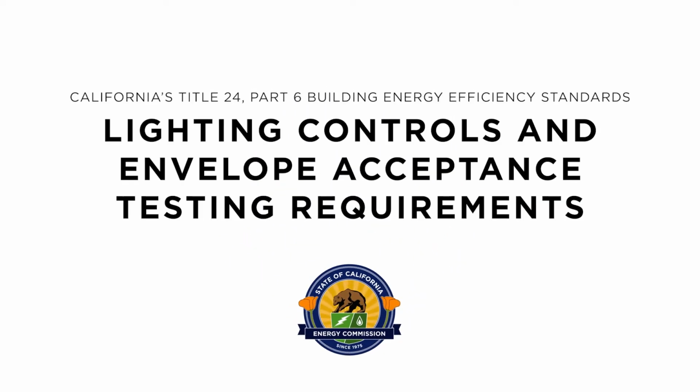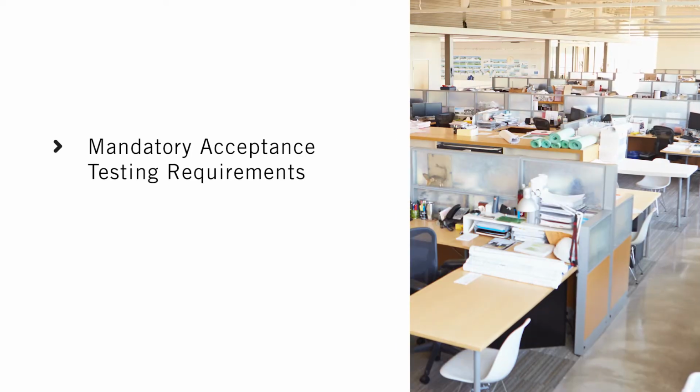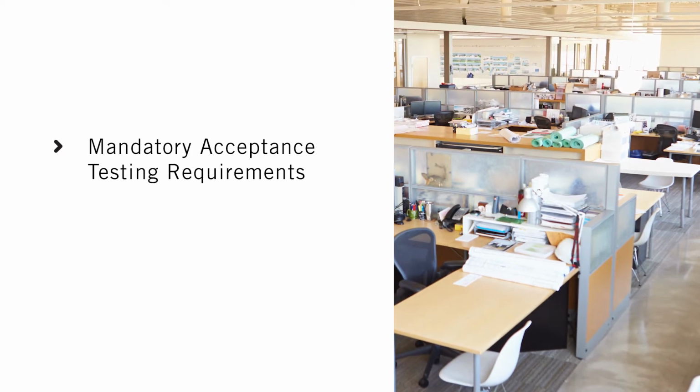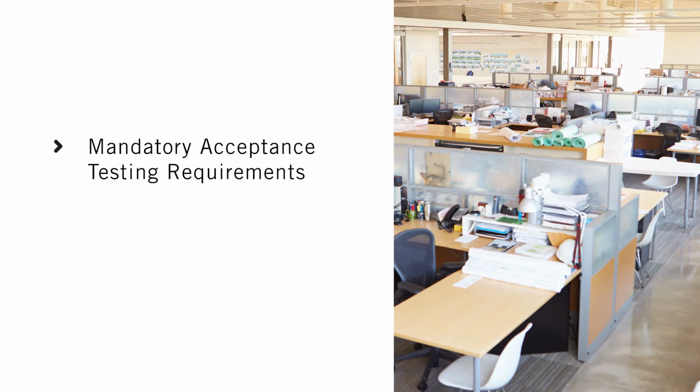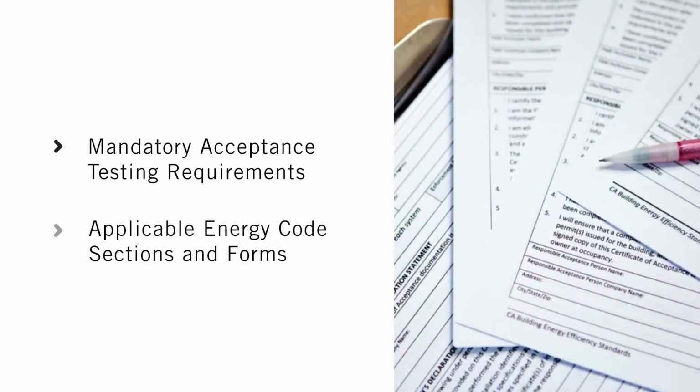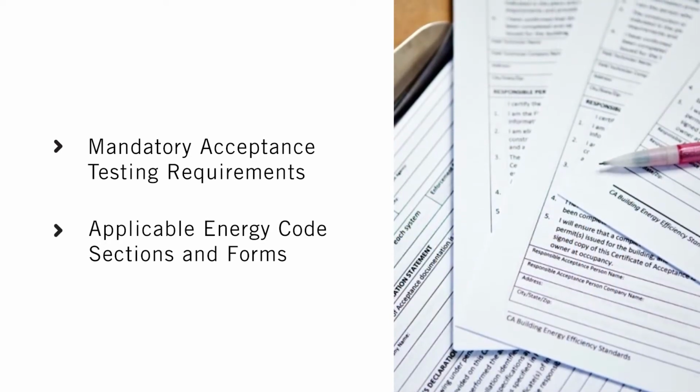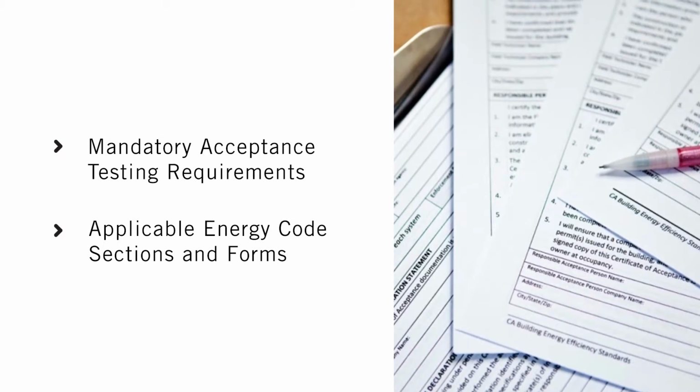Welcome to the Non-Residential Lighting Controls and Lighting-Related Envelope Acceptance Testing Requirements video, where you'll learn about California's Building Energy Efficiency Standards, also known as the Energy Code. We'll cover when and where lighting controls and lighting-related envelope acceptance testing is required, which sections of the Energy Code apply, and we'll go over the documents you'll need to be compliant.